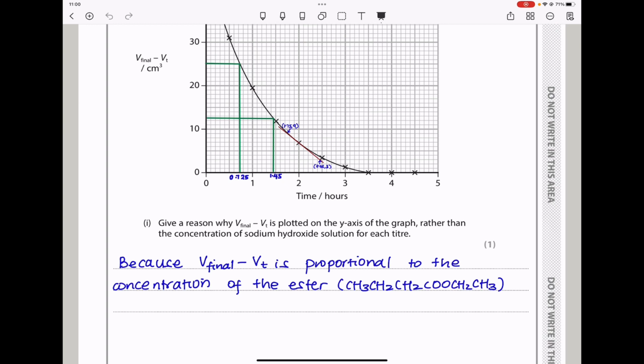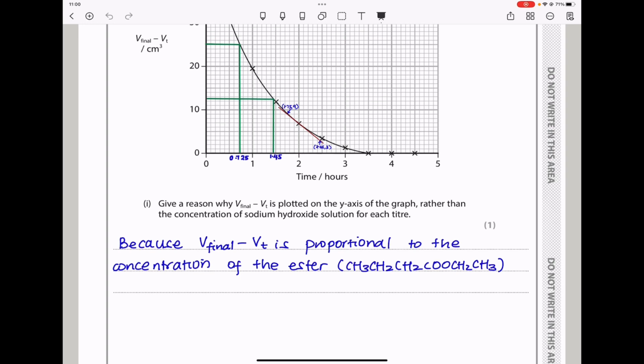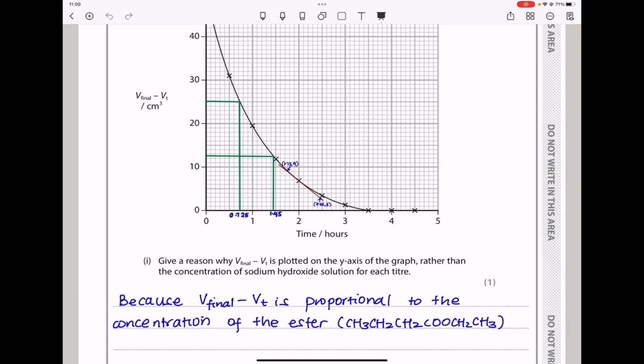So they say give a reason why V final minus VT is plotted on the y-axis of the graph rather than the concentration of sodium hydroxide solution for each titer. This is quite easy. It's because V final minus VT is proportional to the concentration of the ester, so we can use that in the place of the concentration.